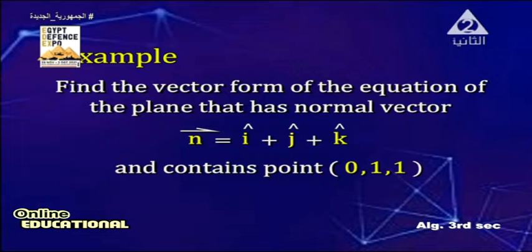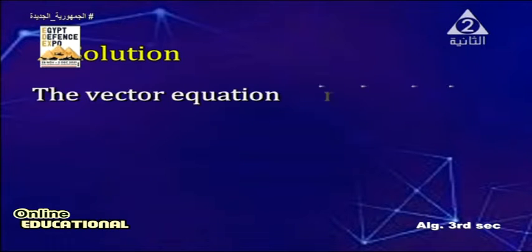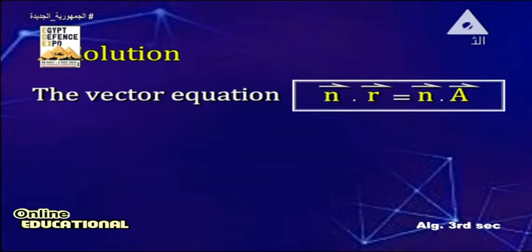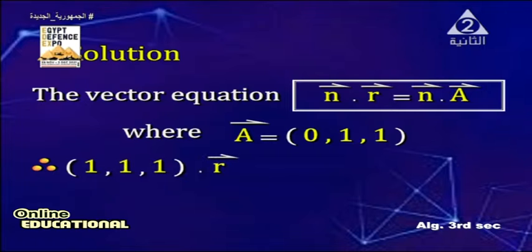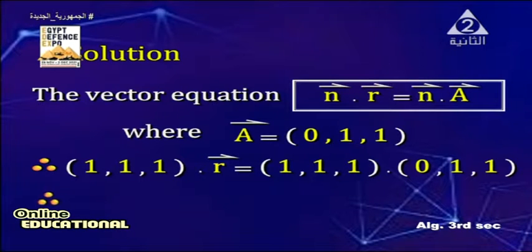If we want the vector form of the equation of the plane, we must know n and the point. Look at the solution. The vector equation n dot r equals n dot a. By substitution of a (0, 1, 1) and n (1, 1, 1), we deduce that the equation of the plane is (1, 1, 1) dot r equals 2.